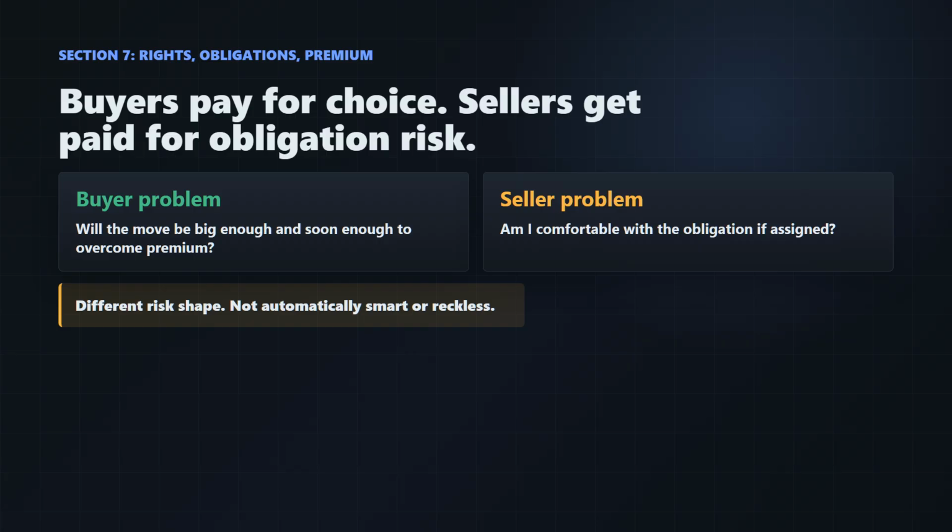In the next lesson, we will take this into the real-looking part of the market, the options chain. That is where you see strikes, expirations, bid, ask, volume, open interest, and the prices that make these contracts tradable.